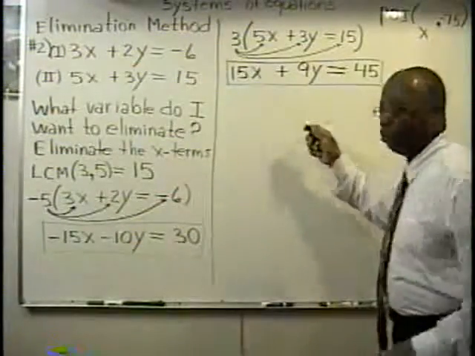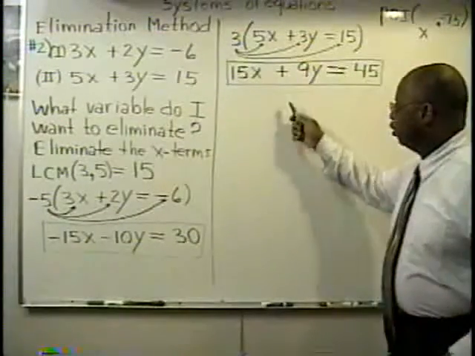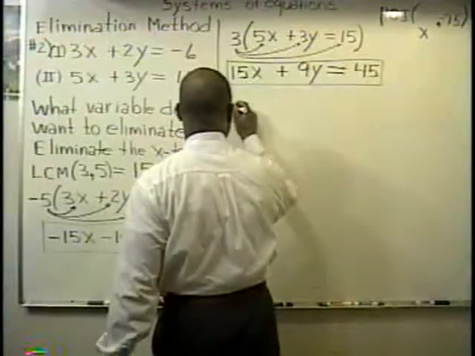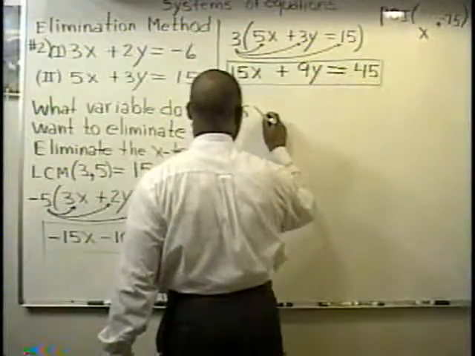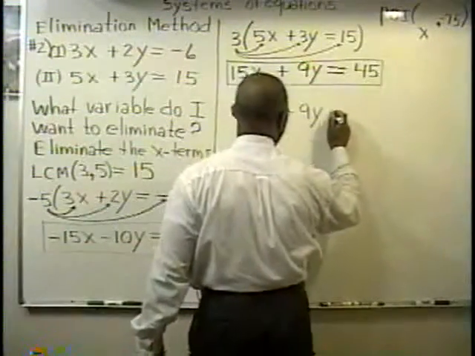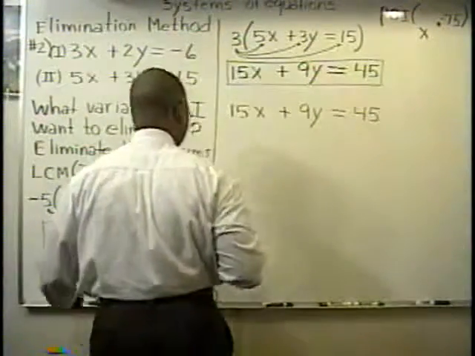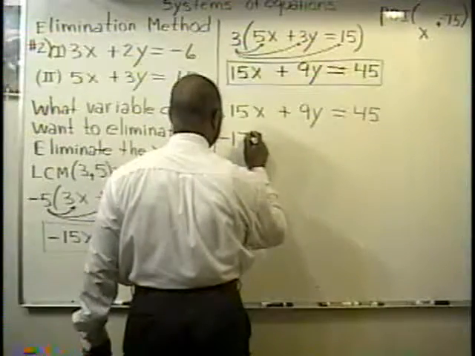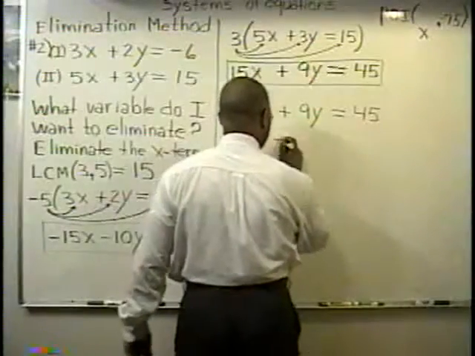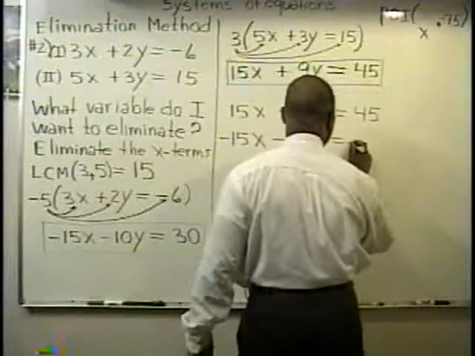Okay, ladies and gentlemen, picking up where we left off, we concluded that we need to combine these two equations. So let's write that out. For this equation, we have 15x plus the 9y equals 45. And I have the negative 15x, the two x terms that have the same least common multiple, negative 10y equals 30.